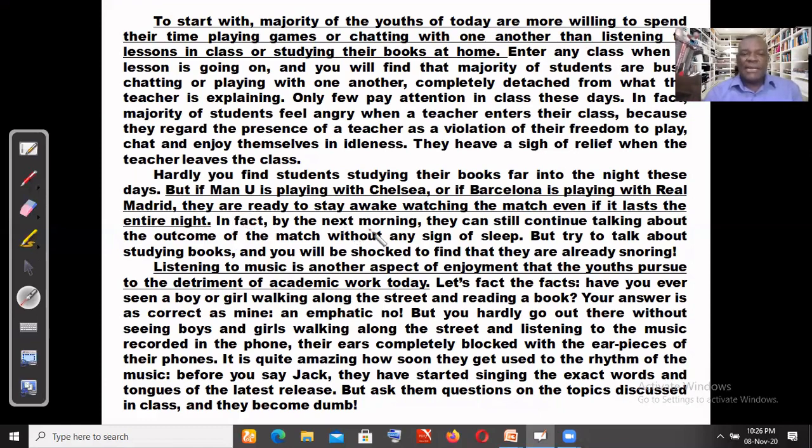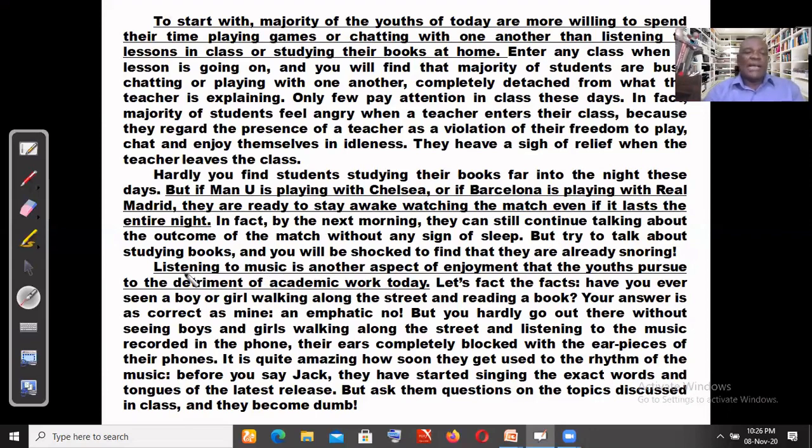In fact, by the next morning, they can still continue talking about the outcome of the match without any sign of sleep. But try to talk to them about studying their books, and you will be shocked to find that they are already snoring. So you have made your point. You know, when it comes to studying their books, they soon doze off, right? When they are watching a football match, they can spend the whole night. That's your argument, and that is quite obvious.